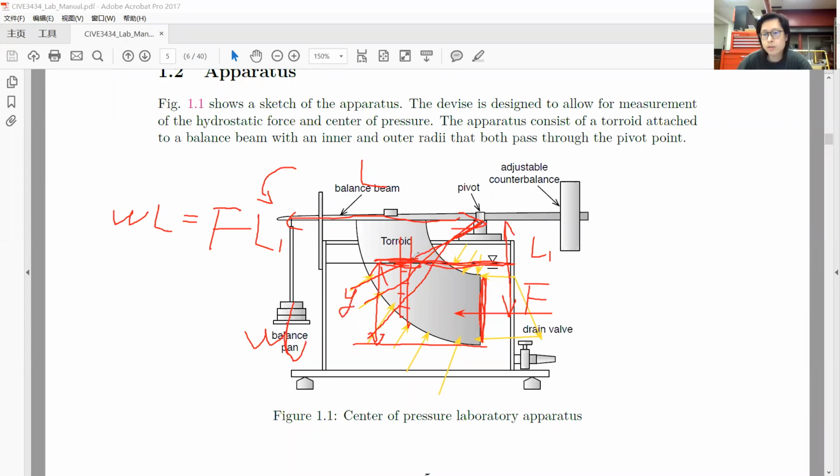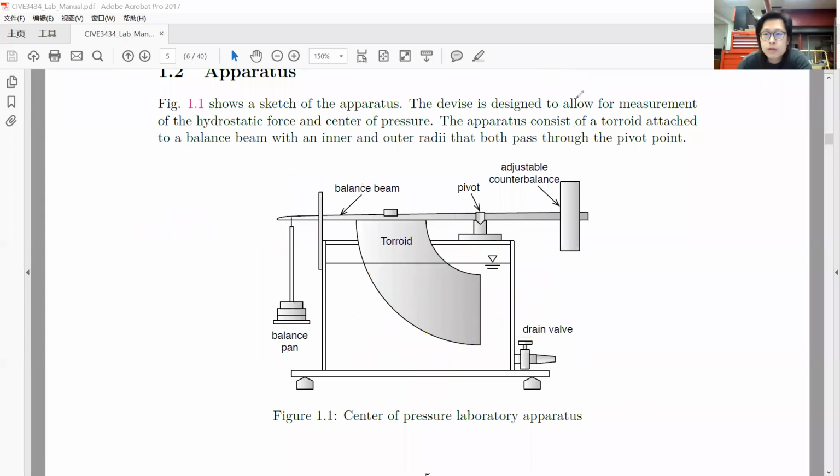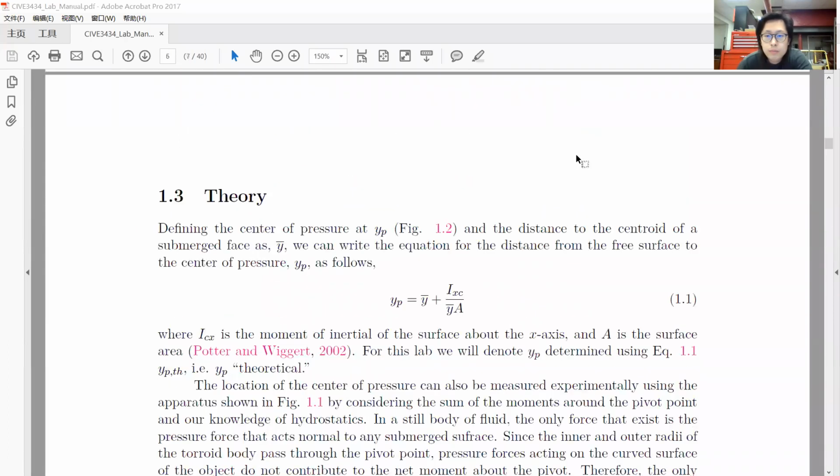So if the water is 150, 160, it is actually measured from the bottom of the toroid to the free surface. And it's actually not this distance. It's not L1 we're trying to calculate. But we're able to find L1 easily using the trigonometry relationship. Okay, let me remove everything in here. Okay, let's go to the next page.